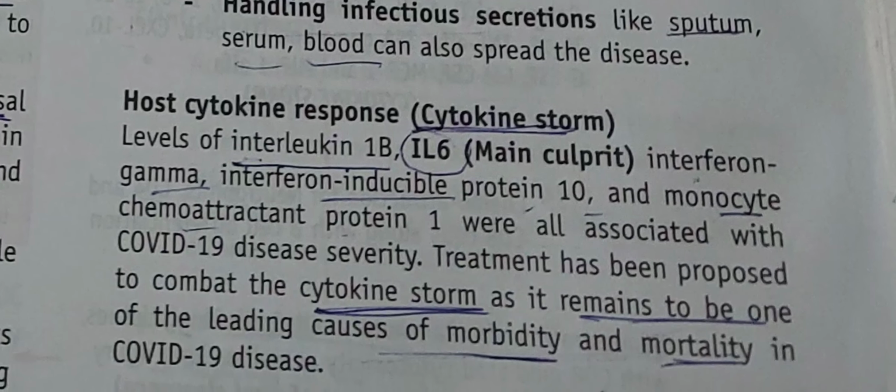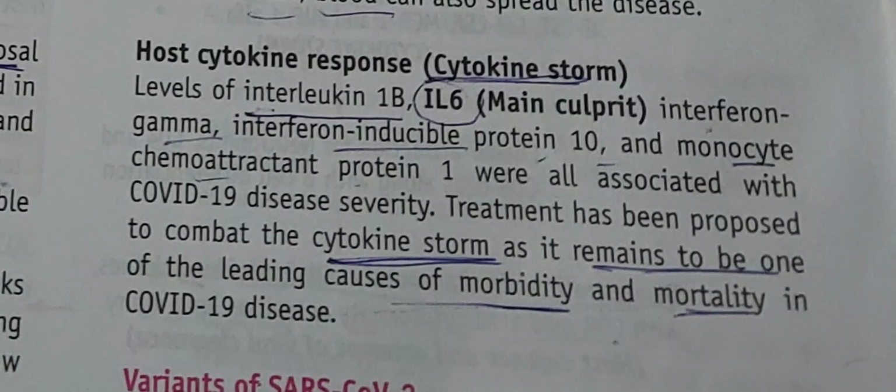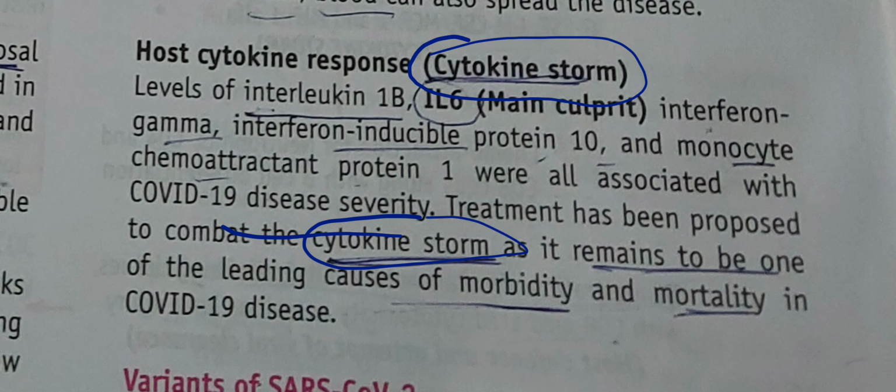Now there is host cytokine response, that is cytokine storm. Many times, what happens is that cytokines increase a lot in the host. This can lead to a storm, and the levels of interleukin 1b and interleukin C, interferon gammas and other ones are associated with COVID-19's severity, and treatment has been proposed to combat cytokine storm, as it remains to be one of the leading causes of morbidities and mortalities.